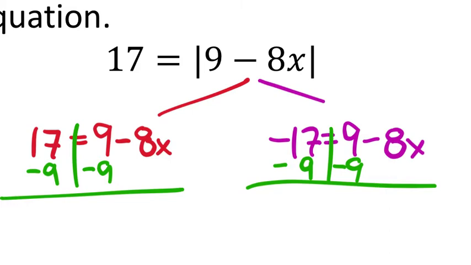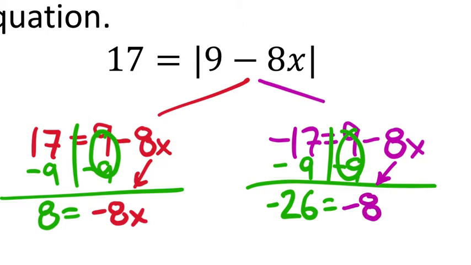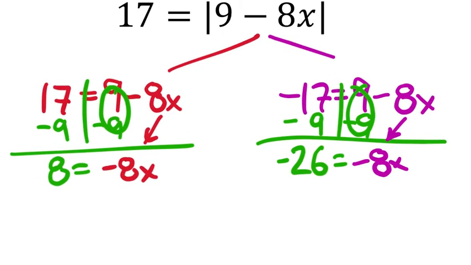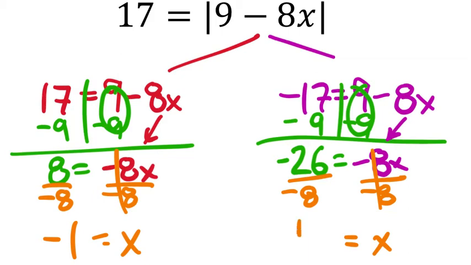17 minus 9 would be 8. This would equal, that's going to zero out, but I'll drop my negative 8x. And then here on the right, negative 17 minus 9 is negative 26, which equals, this zeroed out, and I drop my negative 8x. And then finally, we would divide both sides by negative 8. I'm showing the division a little differently, but it is still division. I get phantom 1x. x equals 8 divided by negative 8, which is negative 1. Again, x equals negative 26 divided by negative 8, which is positive 13 fourths.